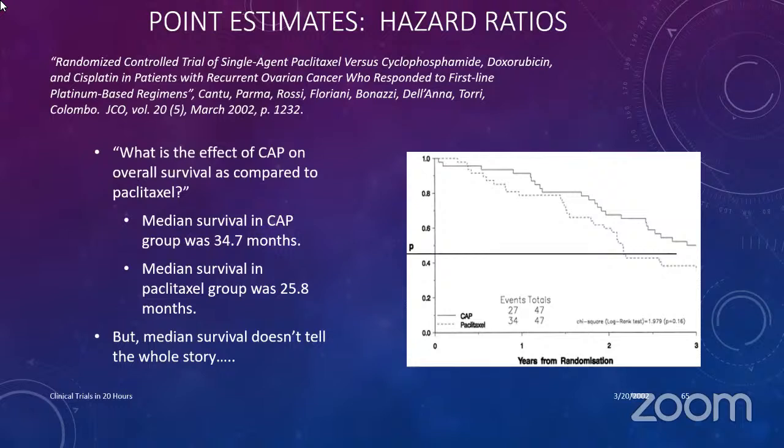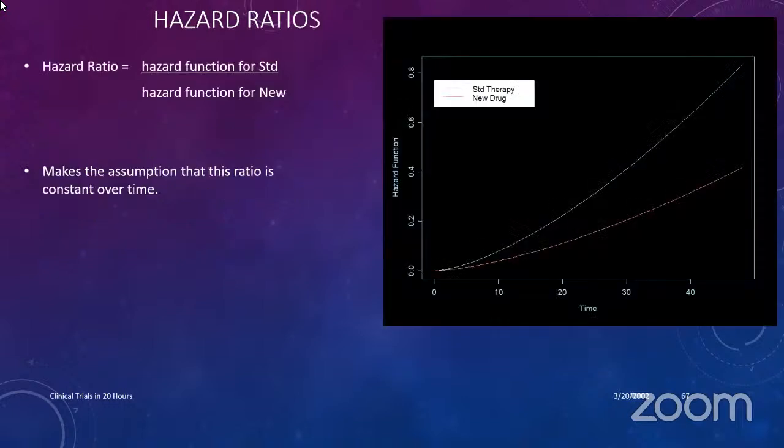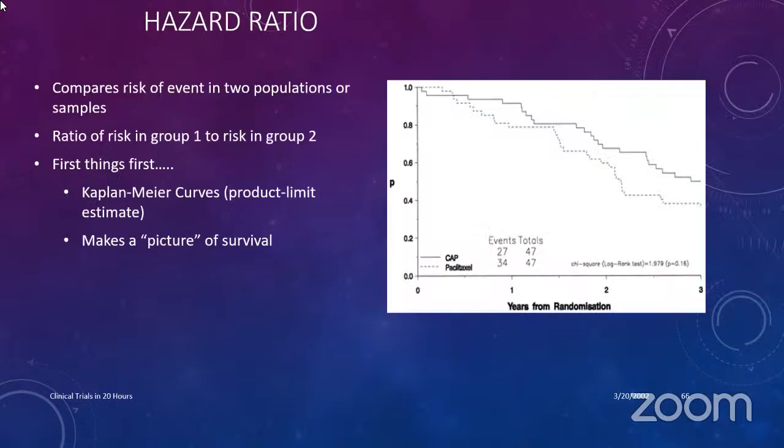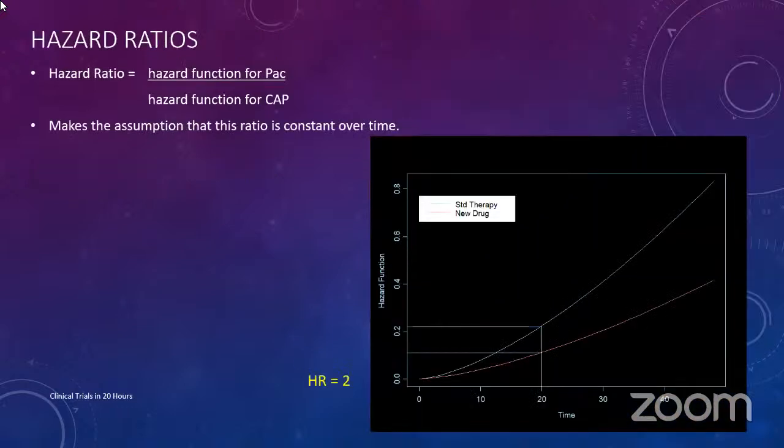Again, all these are basically statistics based. So if it shows one drug is having a median survival of 34.7 and another is having a median survival of 25.8, now you will plot both of them in the graph. The hazard ratio is a risk ratio of one group to another group. So we have the hazard ratio of the standard drug divided by the hazard ratio of the new drug. So we have the hazard function for paclitaxel followed by the hazard function for the cyclophosphamide.